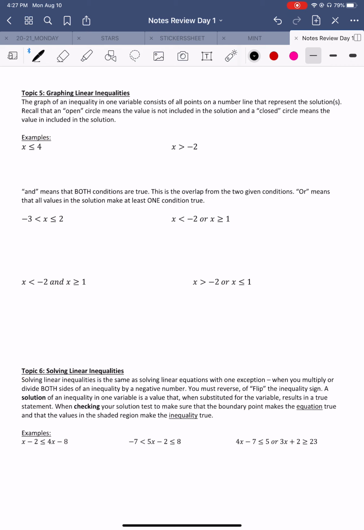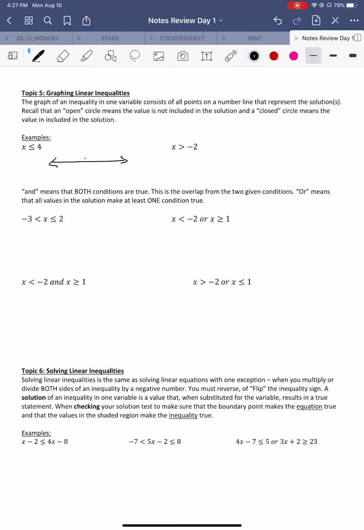Topic 5 is all about graphing linear inequalities. Now, if you guys remember graphing inequalities, this is something you learned in pre-algebra. We have two simple examples here. We have x is less than or equal to 4, x is greater than -2. All we are doing is graphing. So go ahead and draw a number line.